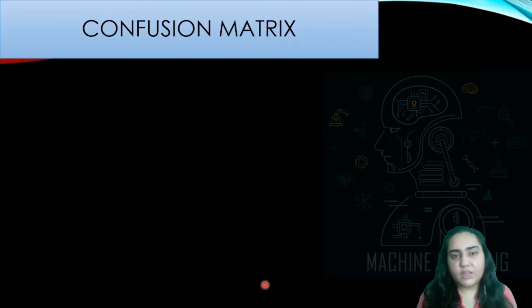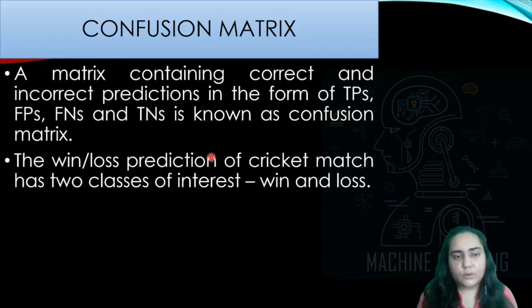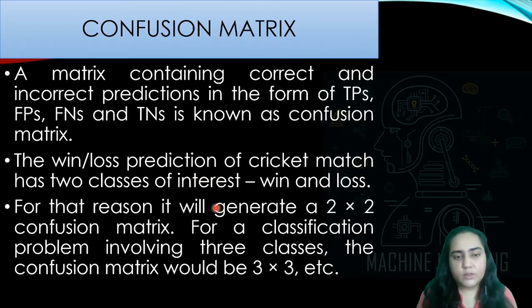Now, something that can help you a lot in this kind of evaluation is a confusion matrix. So it is a matrix that contains the correct and incorrect predictions in the form of true positives, false positives, false negatives, and true negatives. And that is known as a confusion matrix. So let's go back to our example of a cricket match where we were doing a win or loss prediction. So in that case, we will be creating a 2 cross 2 confusion matrix because there are two classes, winning and losing.